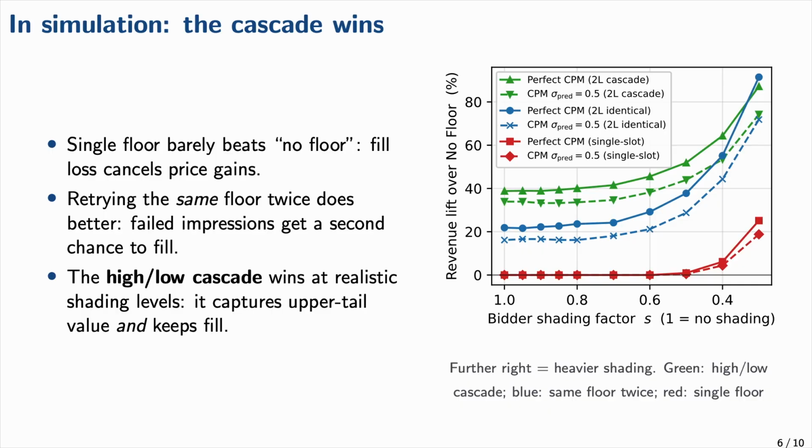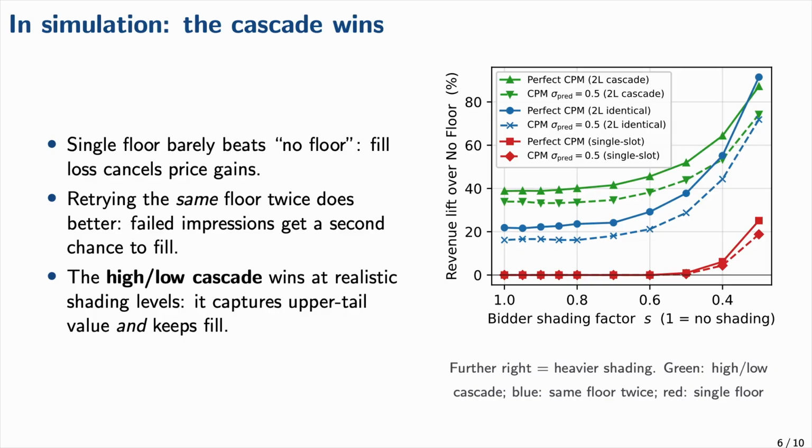Start with the red curves, a single floor. Its lift only really appears when bidders shade very heavily. Over most of the range, with only one auction, bidder randomness turns an aggressive floor into lost fill, so the price gain is usually cancelled out. The blue curves retry the same floor twice. That does better than a single floor. Failed impressions get a second chance to fill, but it's still not as good as the cascade.